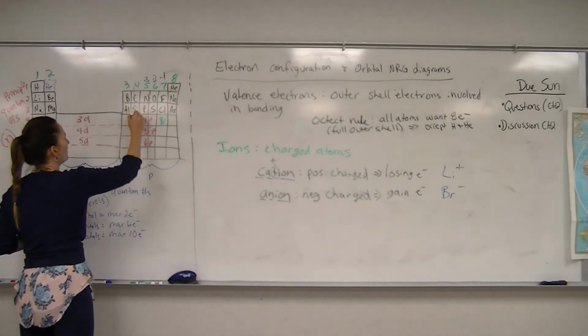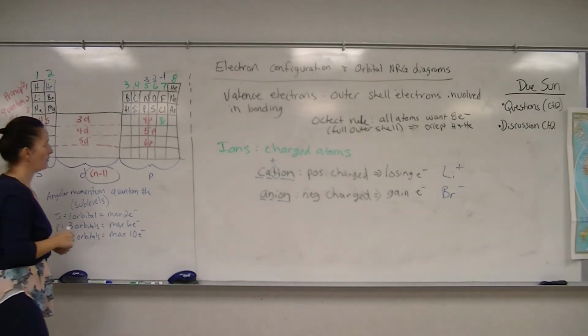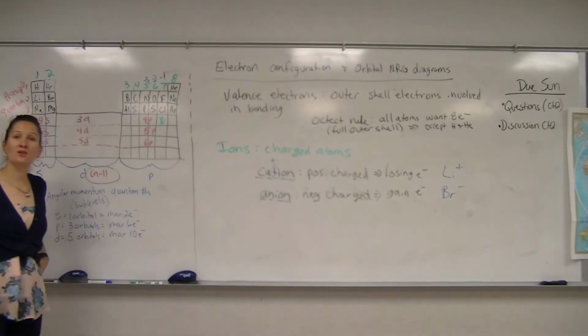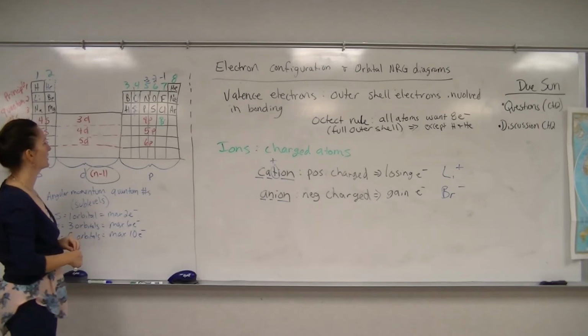We're going to ignore group 4 because they can be +4 or -4. So we'll only look at carbon and silicon in covalent bonds when we're sharing. We won't look at their ions. So that's why I'm ignoring that section.